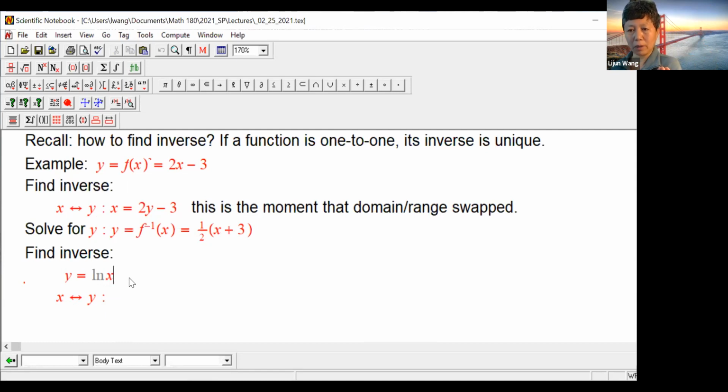For example, in this case, when you work with this, x must be greater than 0 and y is any real number. So that's the situation you're working within. We need to have awareness about domain and range. So when we swap, what happens? We end up working with this: now we have x equals ln y.